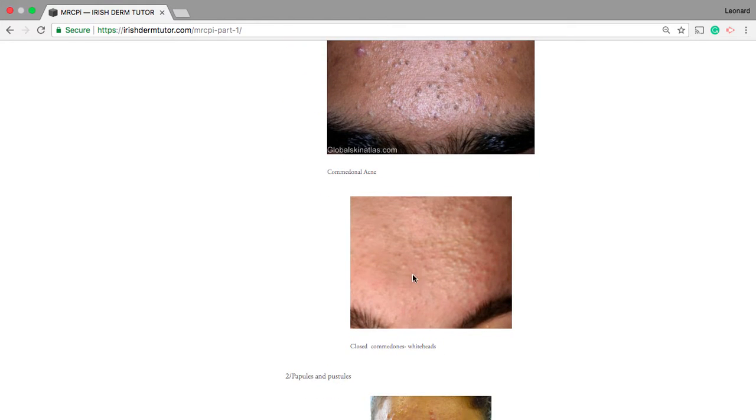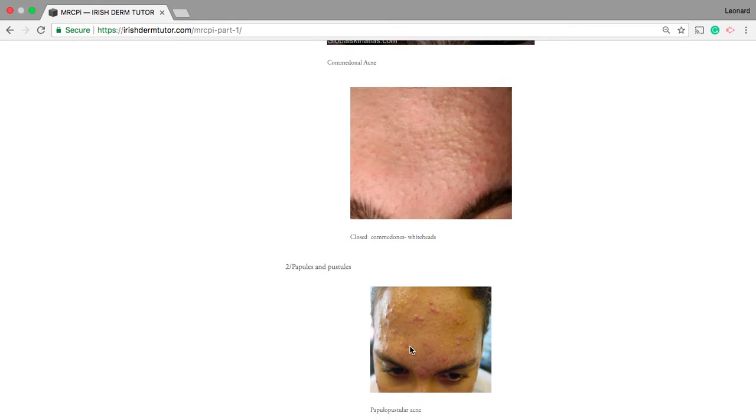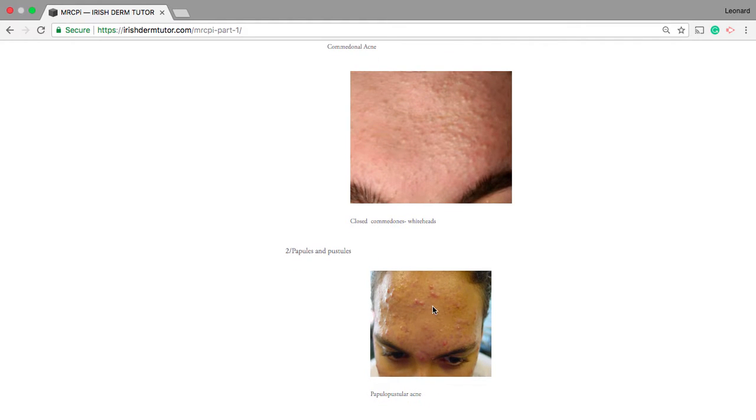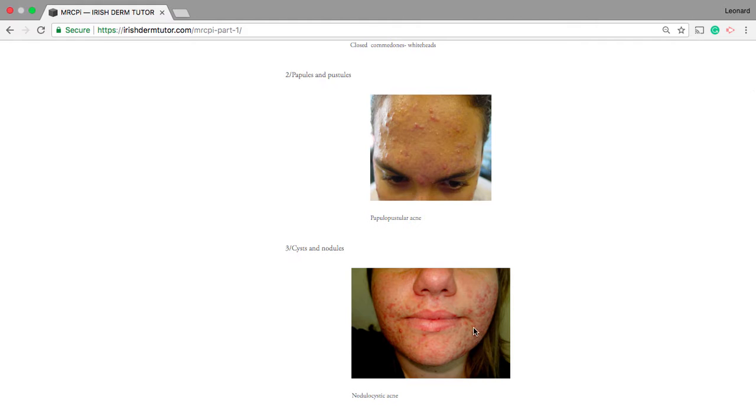Then if we look at this image, the comedones are closed, and these are called whiteheads. Once you start to get inflammation in these areas, you get papules and pustules, and this is a lady who has quite severe papulopustular acne. Once the inflammation gets more severe, you can end up getting these deep nodules and cysts, which can actually be quite painful.